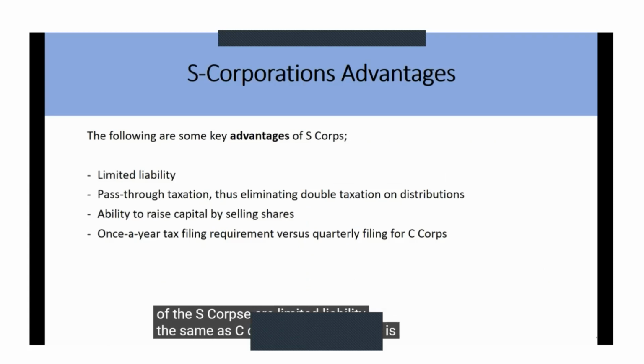Right? So the advantages of the S-Corps are limited liability, the same as C-Corps. The key benefit is pass-through taxation, thus eliminating the double taxation on distributions, the ability to raise capital by selling shares, so the same thing except there's a limit, and a once-a-year tax filing requirement versus quarterly filing for C-Corps. So that logistically also saves time for you.